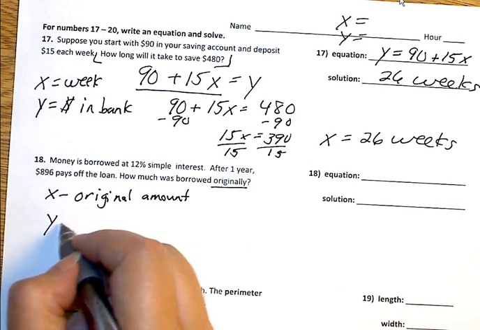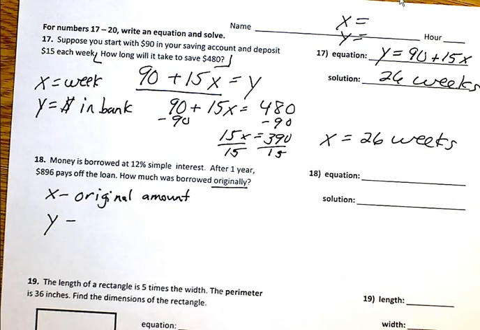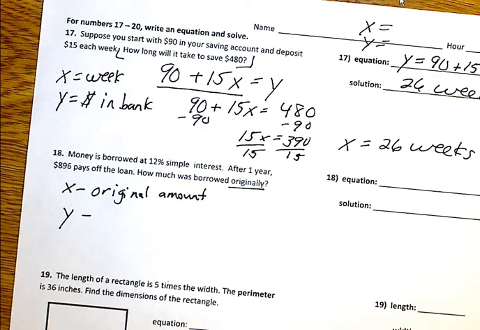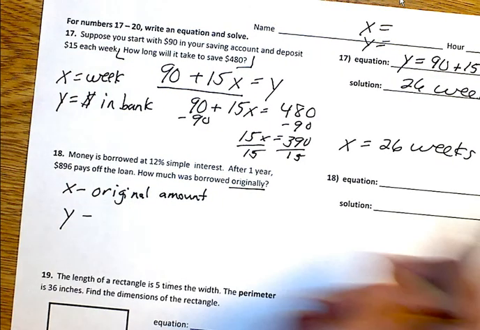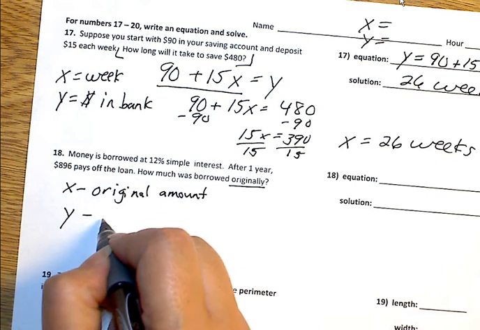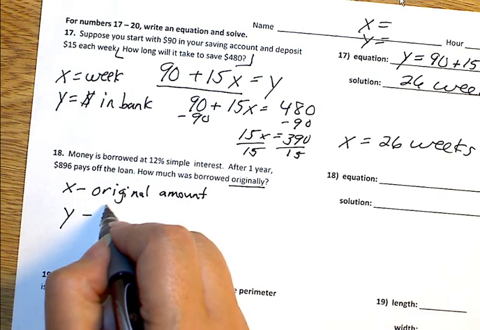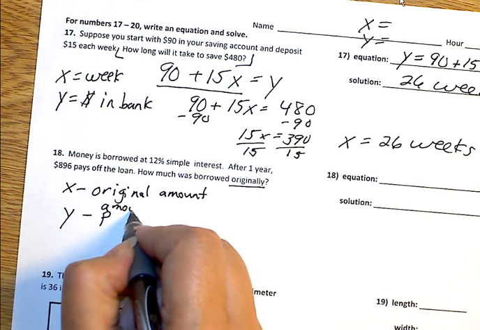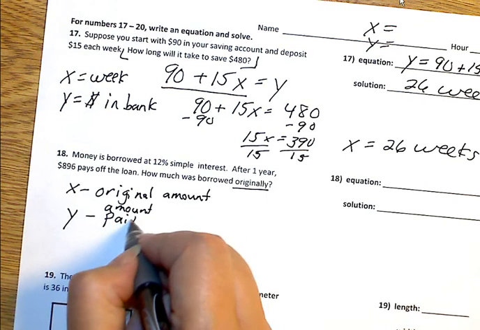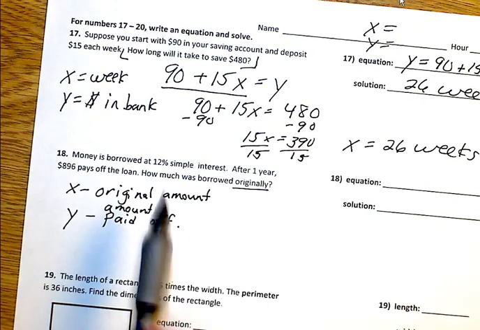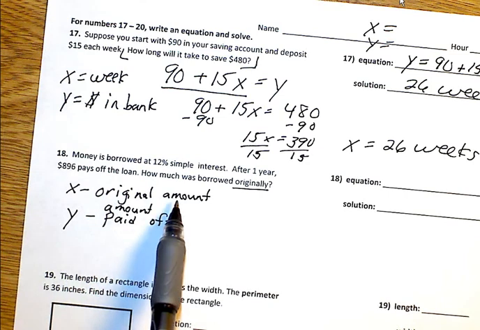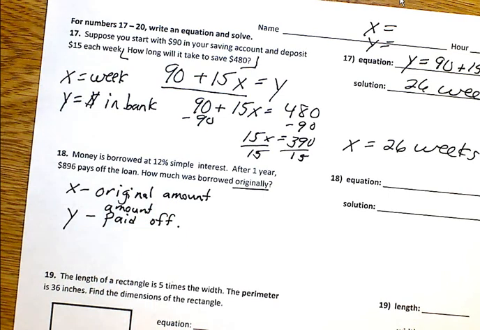And what is the other thing that could change? What's the other variable? What would y be? The loan amount. Yep, so the loan that we paid off, so the amount paid off. Now, the reason why your original amount, because you always have to pay your original amount, but you also have to pay that interest. That's why you have that added on.